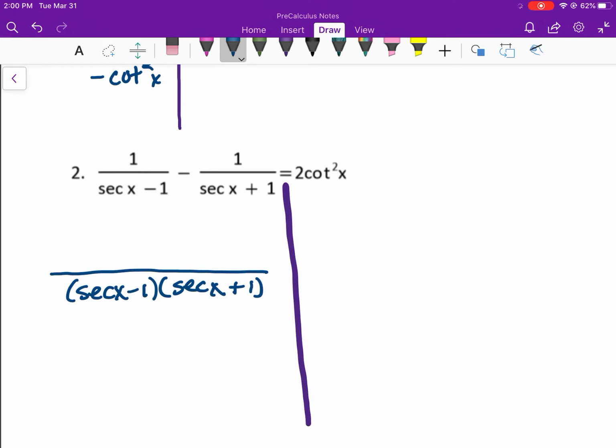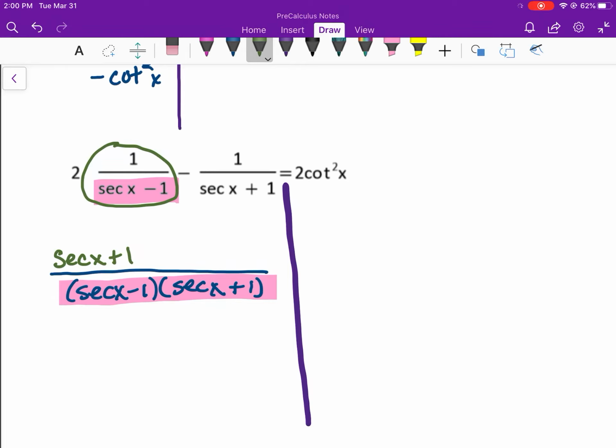When I look at this denominator here in pink and compare it to this denominator down here below, I see that it's missing secant x plus 1. So I'm going to multiply this fraction right here by secant x plus 1 over secant x plus 1. 1 times secant x plus 1 is secant x plus 1. In a similar way, I'm going to end up multiplying this minus 1 times secant x minus 1.